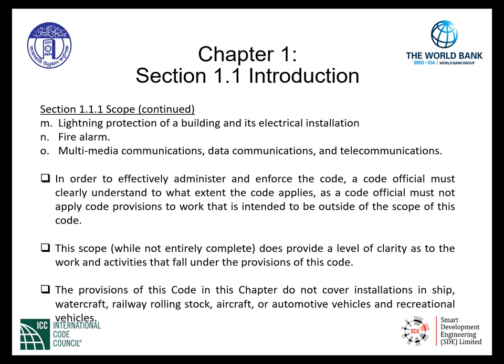In order to effectively administer the code, a code official must clearly understand to what extent the code applies. As the code official applies a given code provision, the intent is to make sure that the application fits the scope of the code. That is the language that is so necessary in the scope part of the code. The scope, while not entirely complete, does provide a level of clarity as to the work and activities that fall under the provisions of this code.